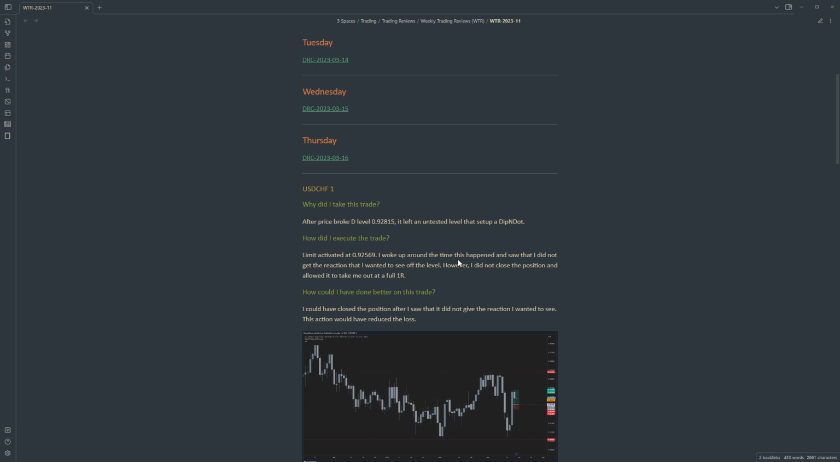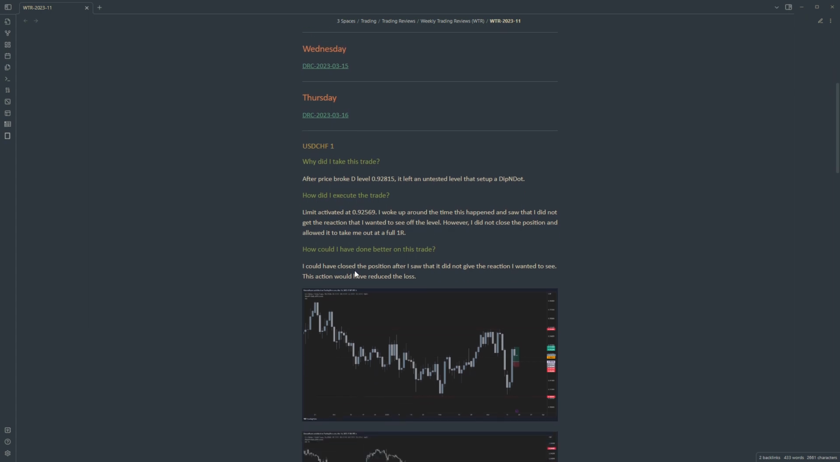I just thought, let me just see if it turns around, which is just completely against my trading rules. Should be closing that situation. So it's a major fault on this, and if I did that, the week would probably be at a minus 2%, minus 3% gain instead of a minus 5%.